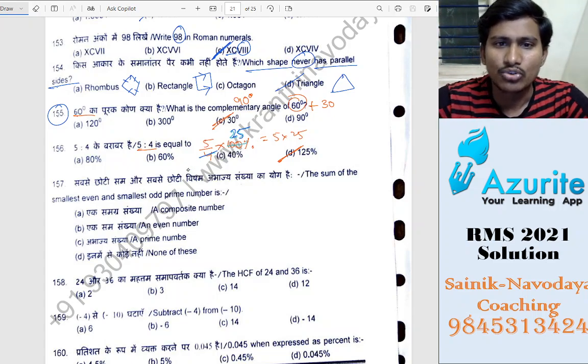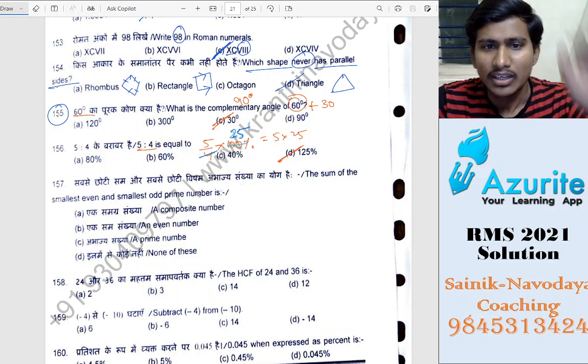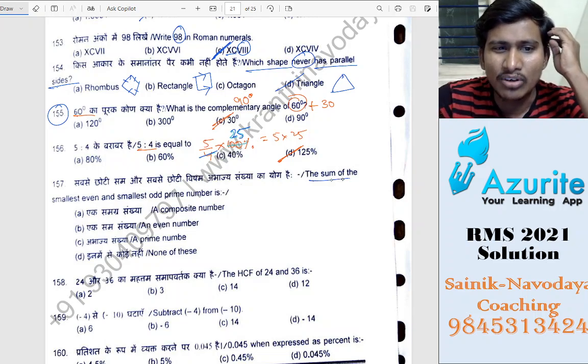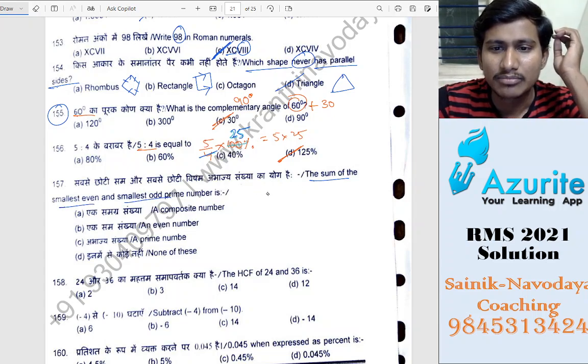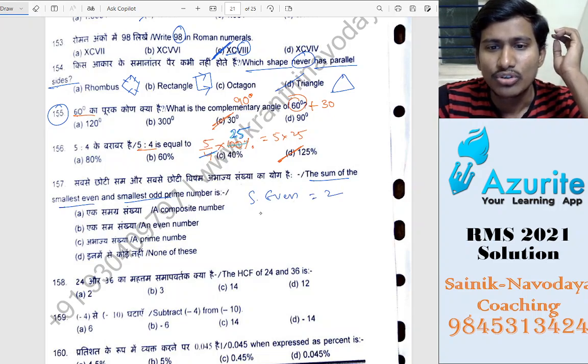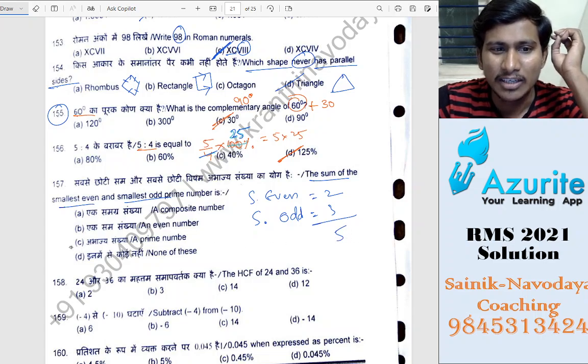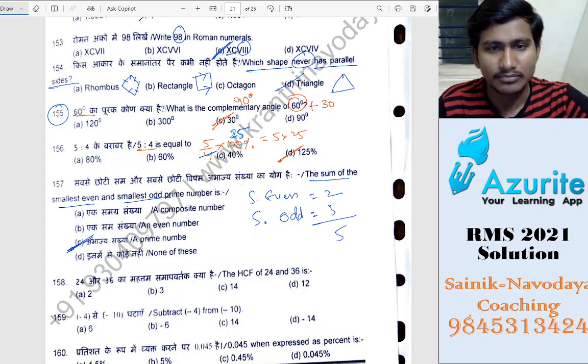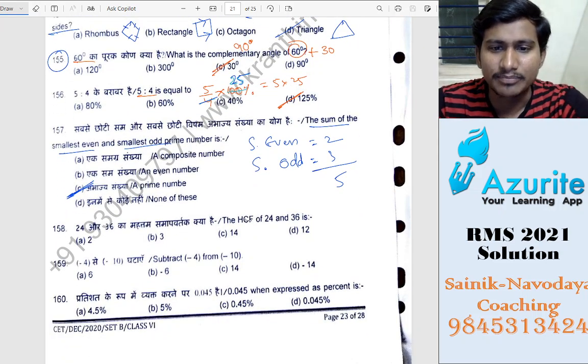Okay, let us go to the next one. What is the sum of the smallest even and the smallest odd number? The smallest even number is 2. The smallest odd is 3. So 2 plus 3 is 5. And 5 is a prime number, option C.